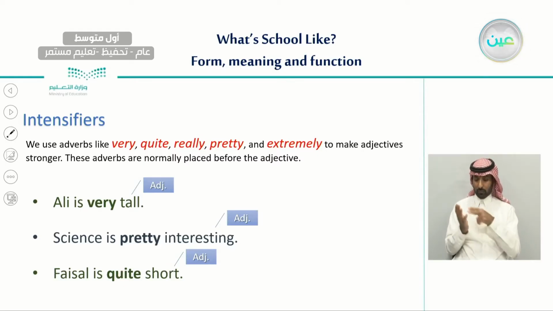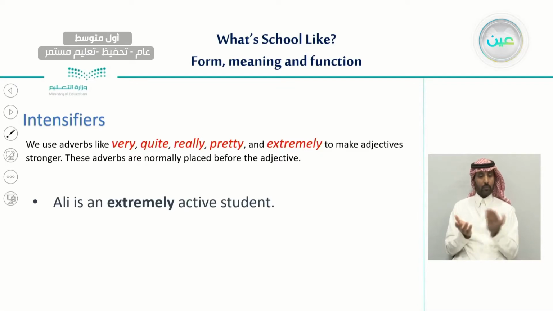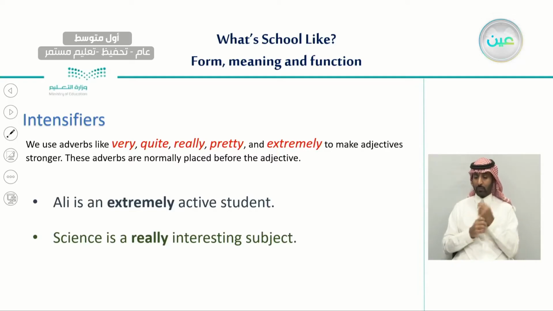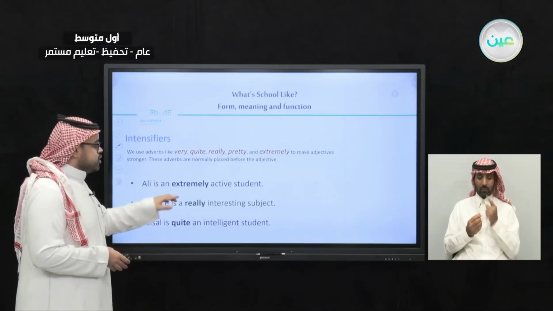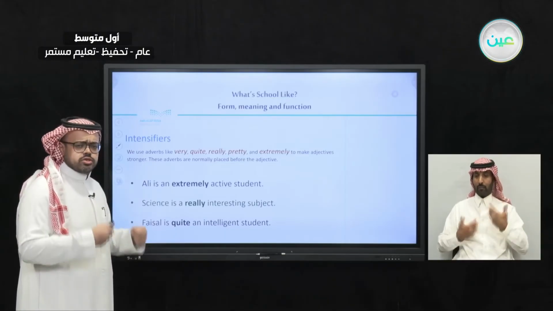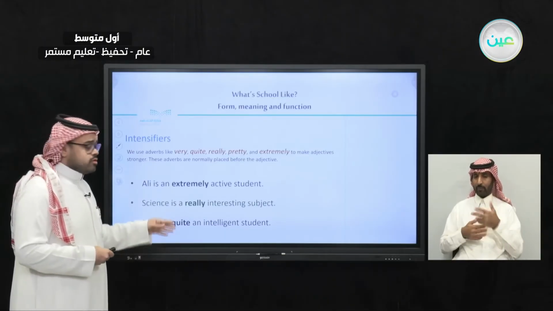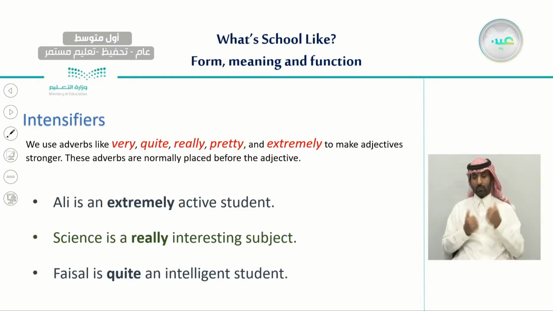Let's read more examples. Ali is an extremely active student. Science is a really interesting subject. Faisal is quite an intelligent student. So here we have the same. Ali is not only an active student, he is extremely active. So this is to make the adjective active stronger.